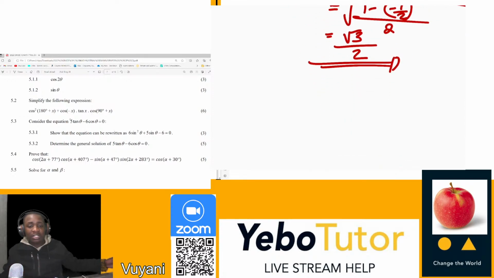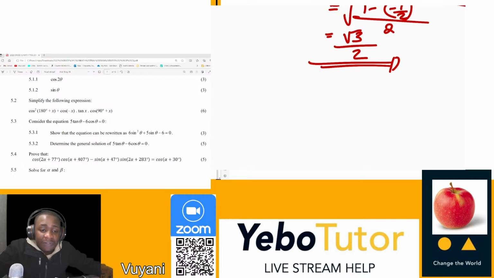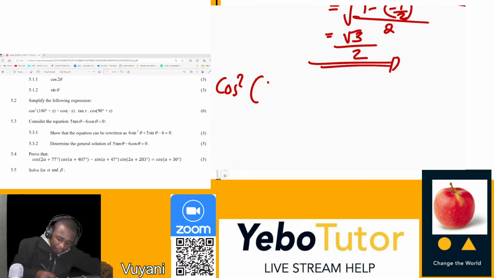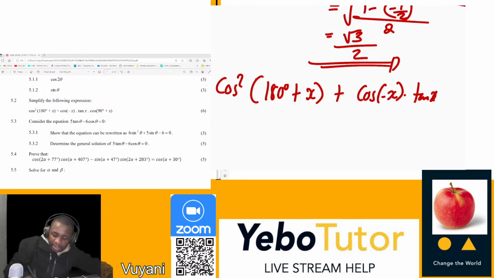By now everyone knows that in order for us to simplify anything in trigonometry, we should use what we call the reduction formula, where we have our 4 different quadrants. That's what's important. If we know that point, then our life is already easy. So what do we do here? We're given cos squared of (180 degrees plus x) plus cos of negative x, multiplied by tan of x, times cos of (90 degrees plus x).